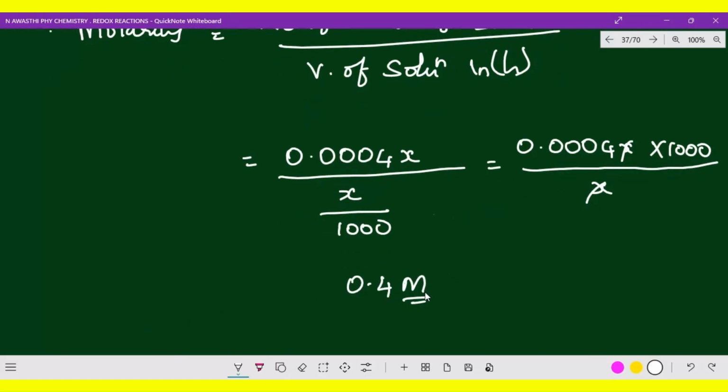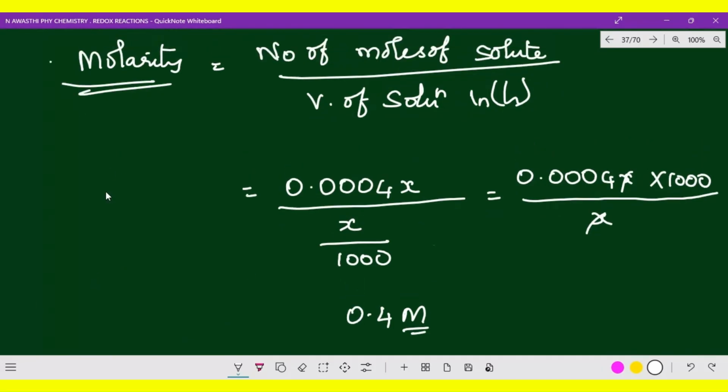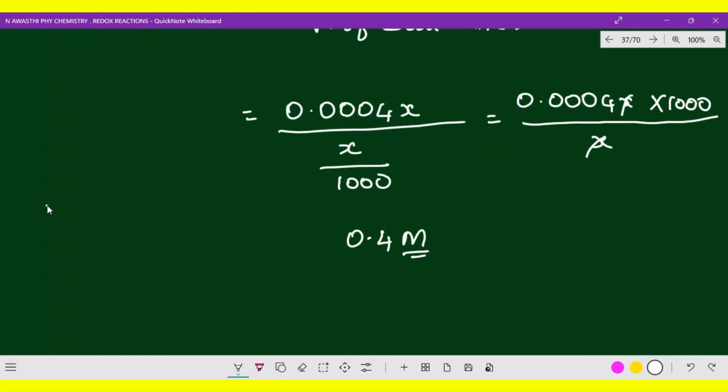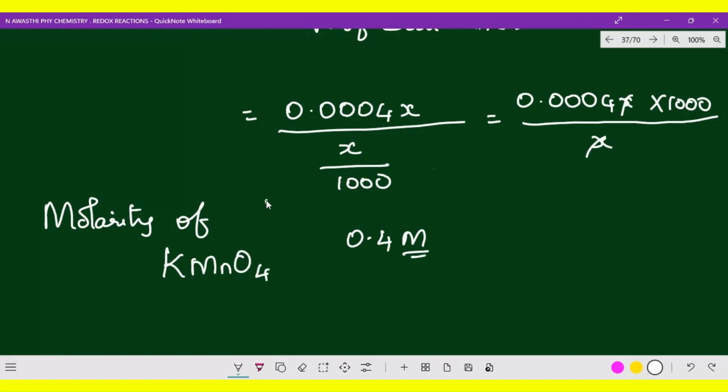I just put it as capital M. This is the molarity of KMnO4. This molarity only we are deciding, right? So the molarity is actually of KMnO4 only. I hope you got the clarity. How do we bring this point?